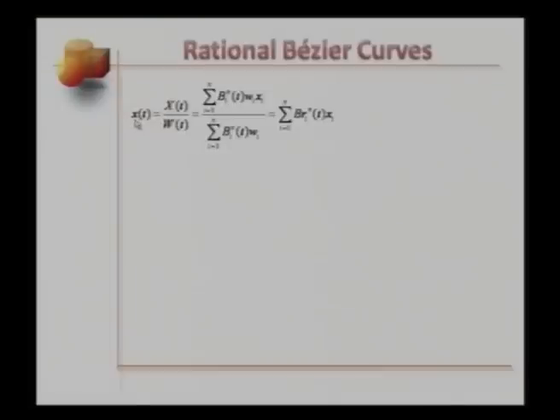Now continuing forward, small x of t is equal to capital X of t over w of t, which is equal to summation i going from 0 to n, the ith Bernstein polynomial with degree n, which is a function of t, times wi xi, over summation i going from 0 to n, Bi super n of t times wi. Try to absorb this denominator with this term here, Bi n as a function of t times wi, and replace this term by BRi super n of t times xi. Retain the summation sign i going from 0 to n.